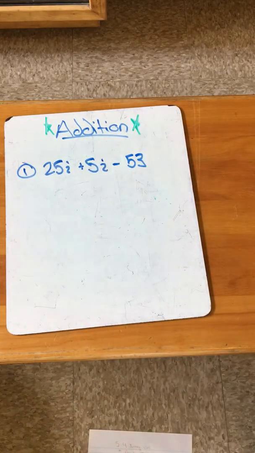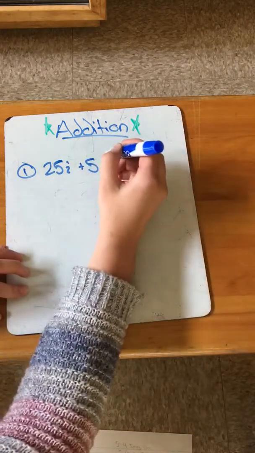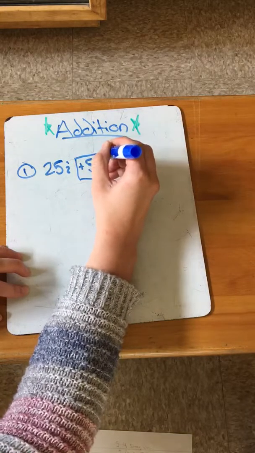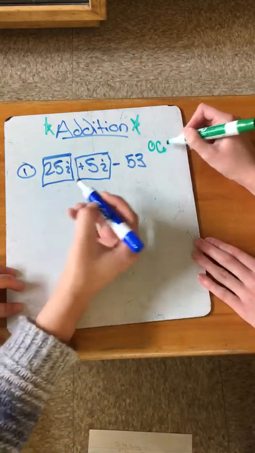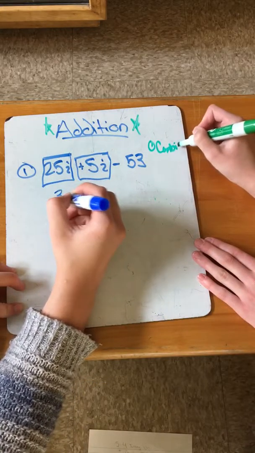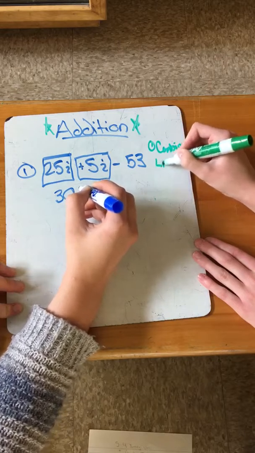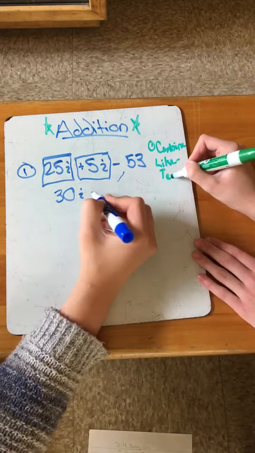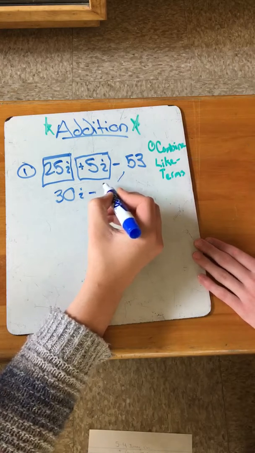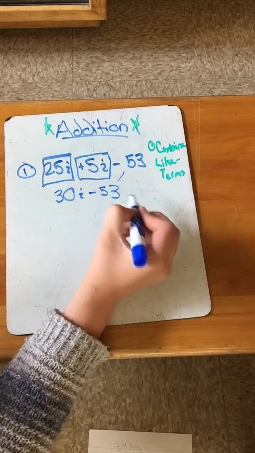Now this is a pretty simple equation. What you're going to do is combine like terms, which is going to end up being 30i, and then you bring down the one that isn't alike. So that's 30i minus 53.